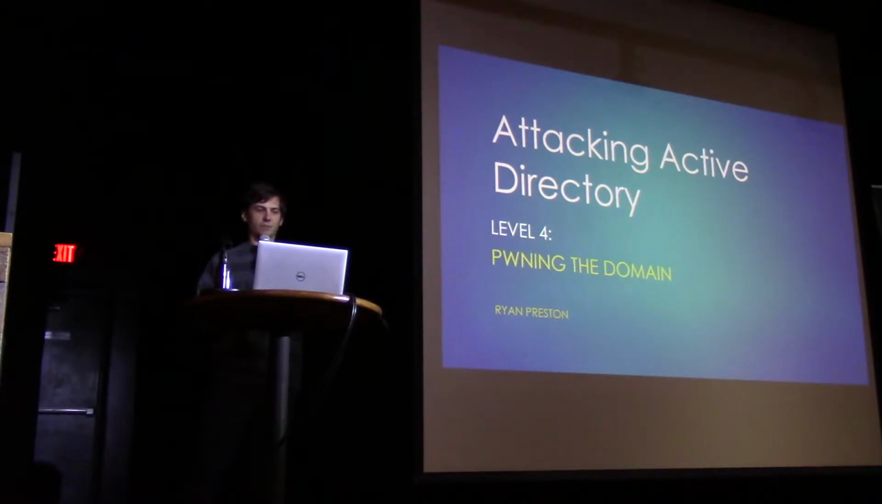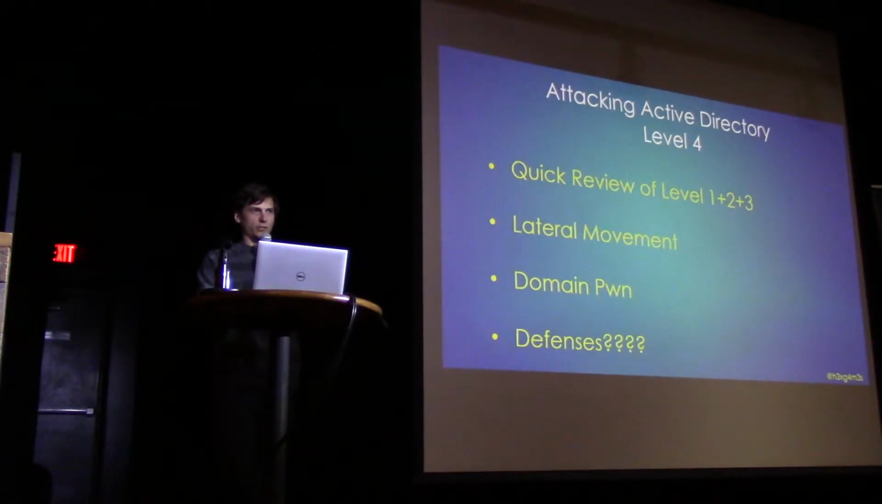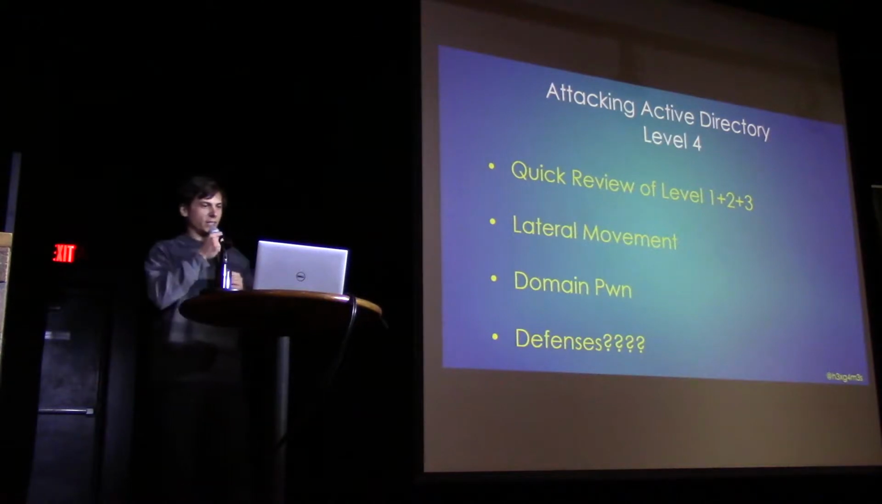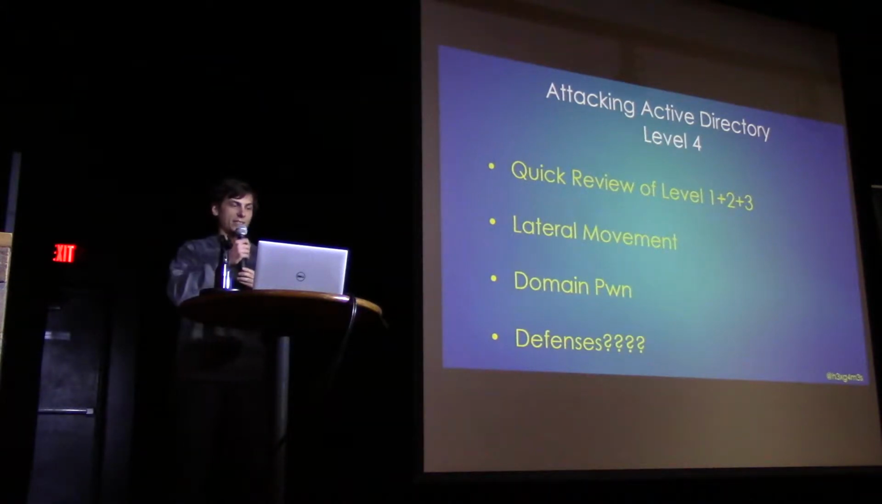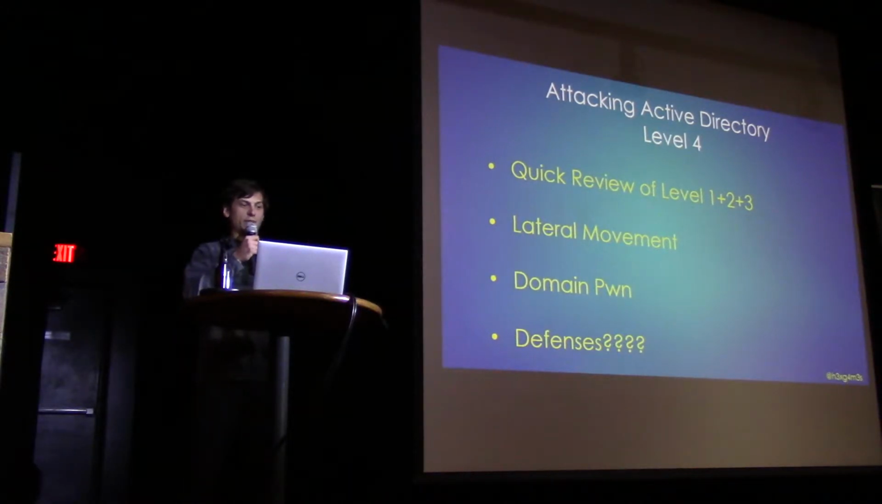This is part 4 of attacking Active Directory, the rounding up of the owning of the domain. We're going to start off with a quick review of levels 1, 2, and 3. Then we're going to jump into some lateral movement techniques, and then finally pwning the domain, and some stuff on defenses. You can go home right after this talk, because I know you want to go right back to work and start fixing up your Active Directory environments.